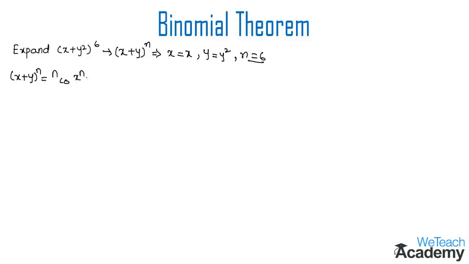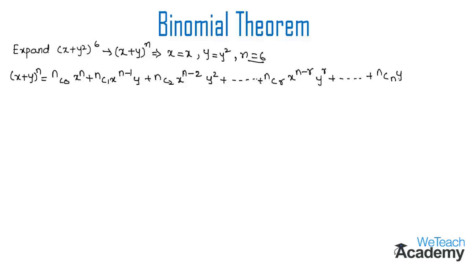nC0 xⁿ plus nC1 xⁿ⁻¹ into y plus nC2 xⁿ⁻² into y² plus so on plus nCr xⁿ⁻ʳ into yʳ plus so on nCn yⁿ. Now let us expand the term (x + y²) whole power 6.